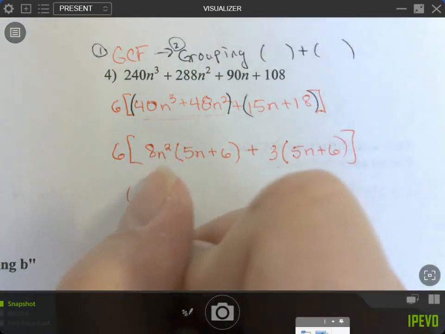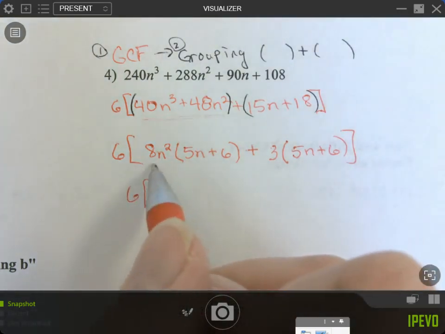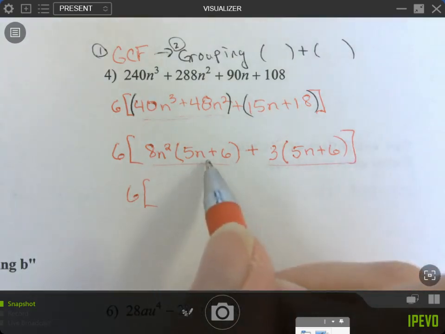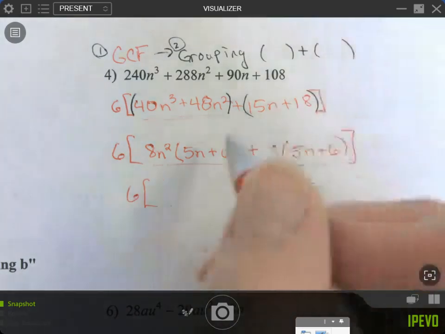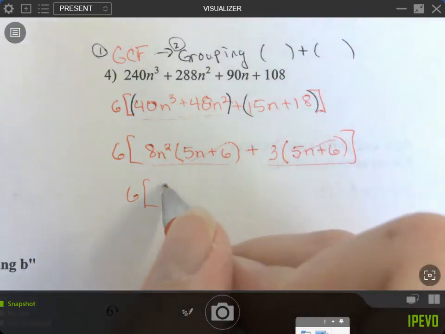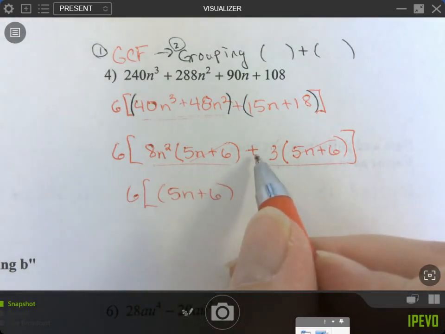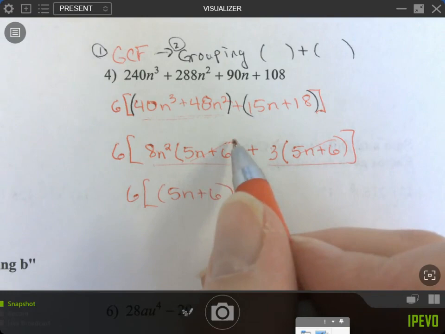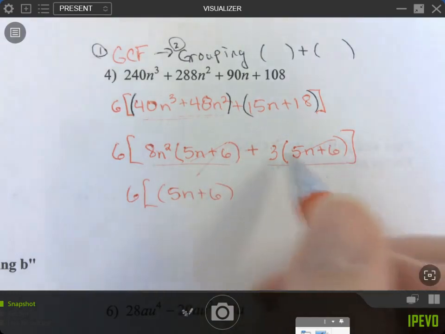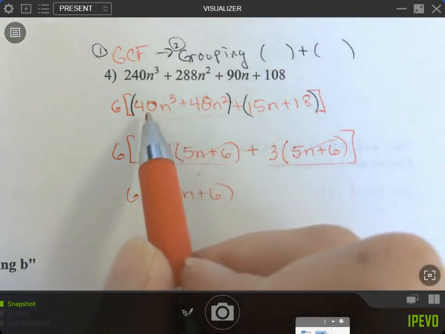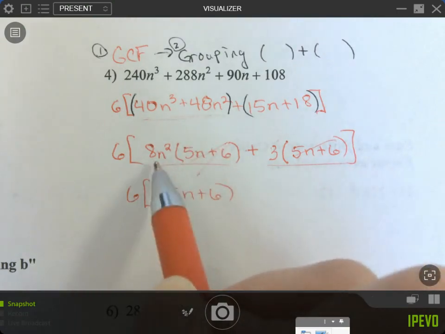Keeping my little 6 out here, I can keep the brackets. I'm looking at these 2 terms. They both have the 5n plus 6. This is my GCF. I'm pulling it out as a GCF. It's not a quantity squared. I'm not multiplying it by itself. I'm saying, hey, this is a common factor of both terms. It comes out front. Much like 8n squared was a common factor, it came out front.